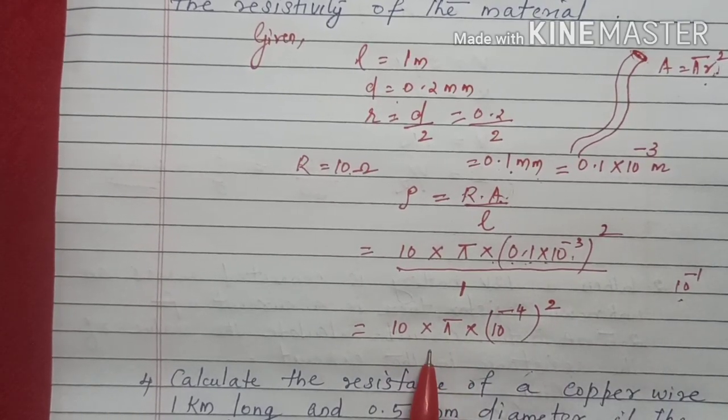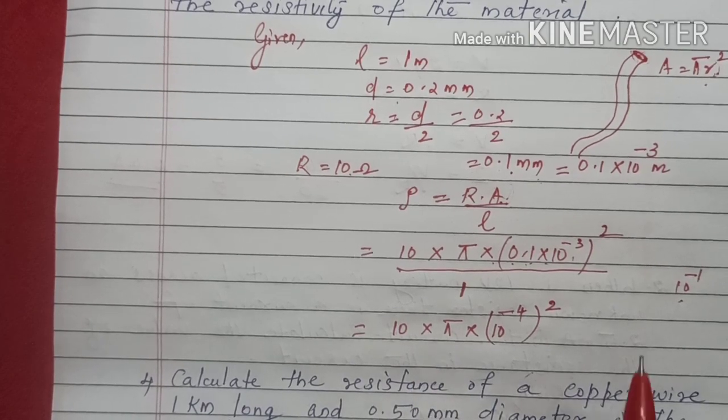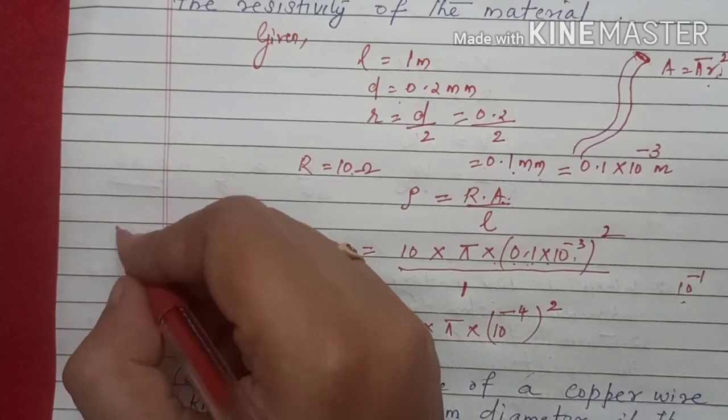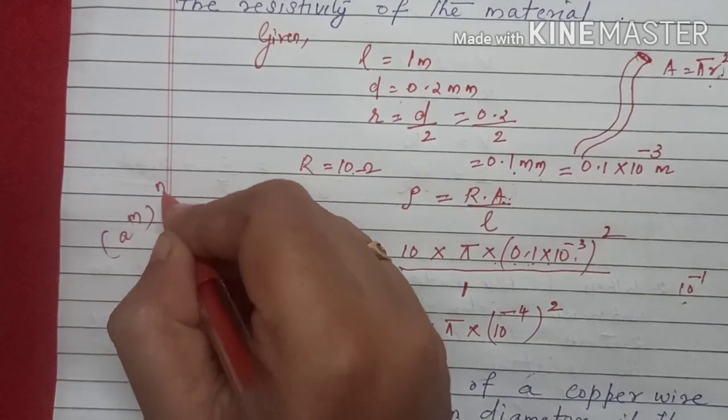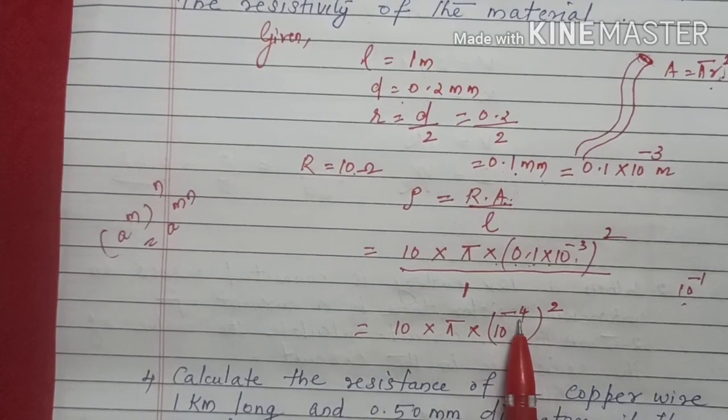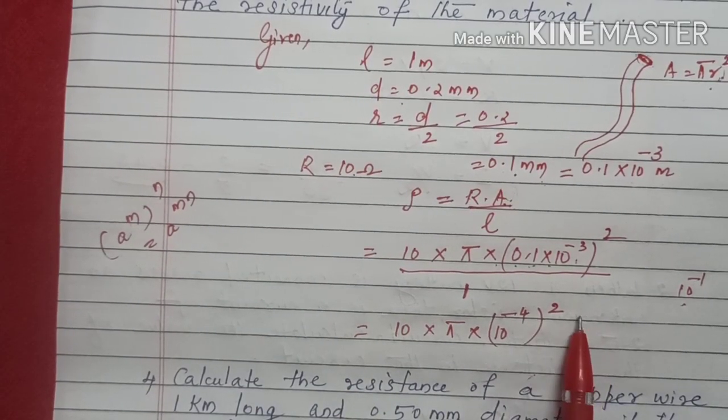Divided by 1. No need to write that. Okay. Now listen, 10 raised to minus 4 the whole square is a raised to m the whole raised to n. What is a raised to m the whole raised to n? It is a raised to mn, isn't it? So 10 raised to minus 4 the whole square is 10 raised to minus 8.